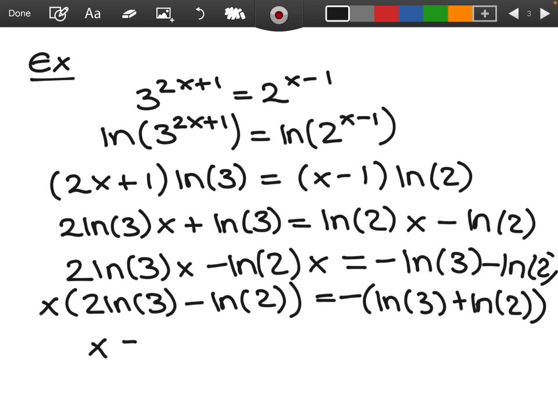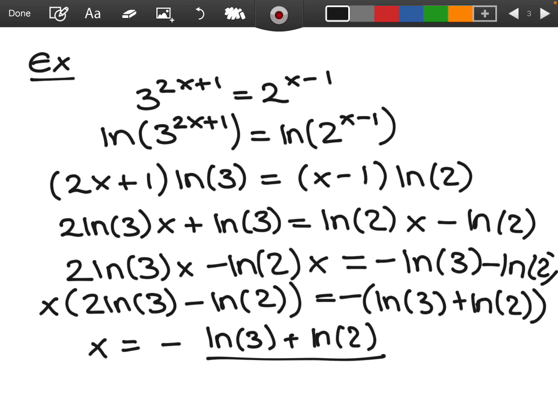Like I said, you don't have to do that, but it will make our fraction look slightly neater if we do this. So it's then going to be the negative of the natural log of 3 plus the natural log of 2 over 2 times the natural log of 3 minus the natural log of 2.